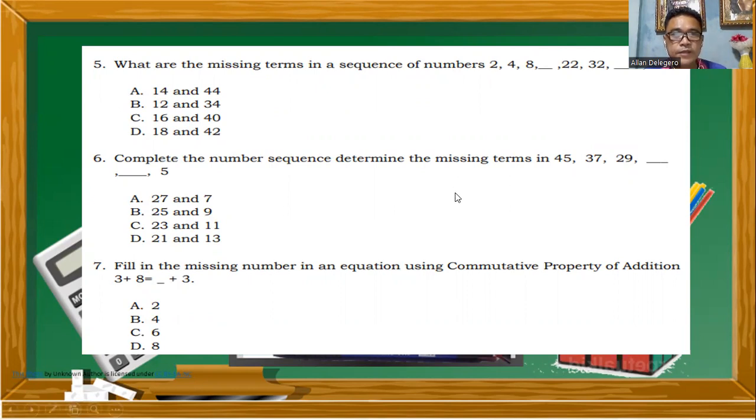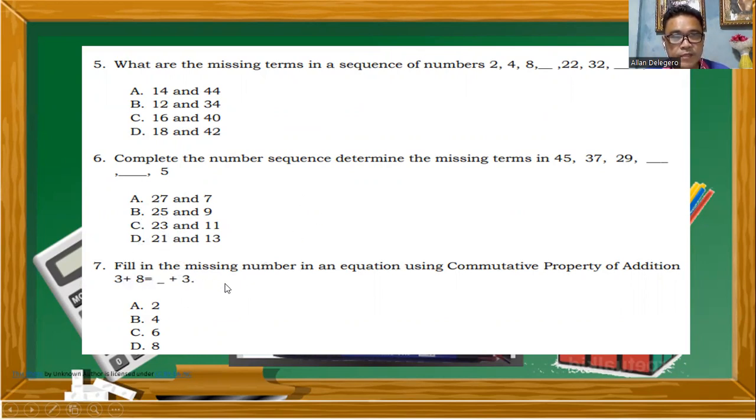6. Complete the number sequence. Determine the missing terms in 45, 37, 29, blank, blank, 5. A, 27 and 7. B, 25 and 9. C, 23 and 11. D, 21 and 13.